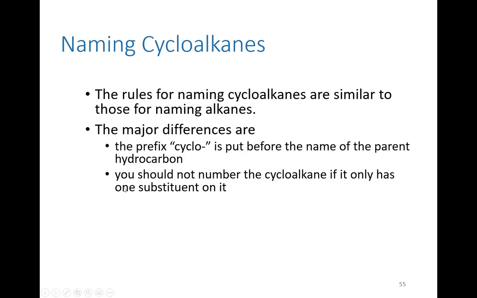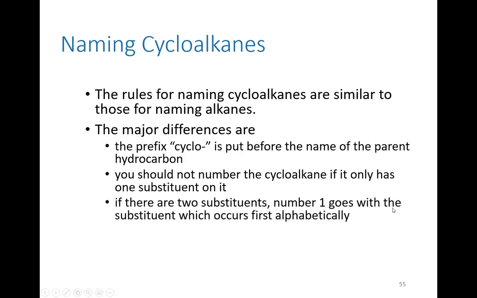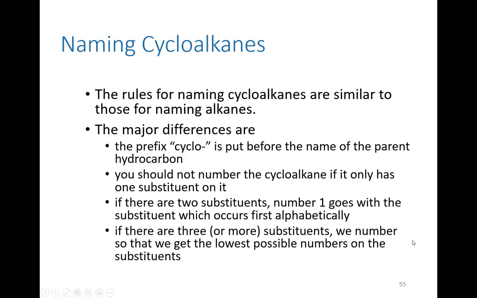If there is only one substituent on the ring, then there is no need to put a number on that substituent. It's automatically carbon 1, no matter how it's drawn. If there are 2 substituents on the ring, we give number 1 to the substituent which occurs first alphabetically. So given the choice between ethyl and methyl, ethyl would be number 1. And if there are 3 or more substituents, we number so that we get the lowest possible numbers.